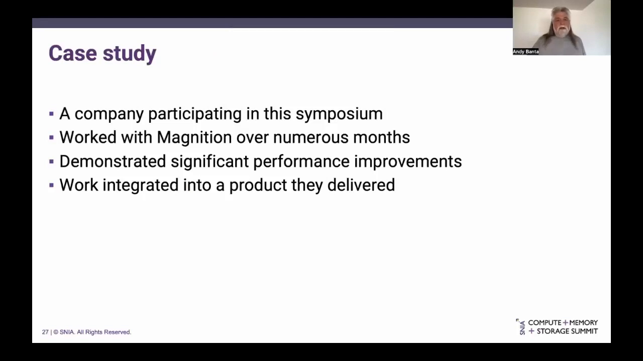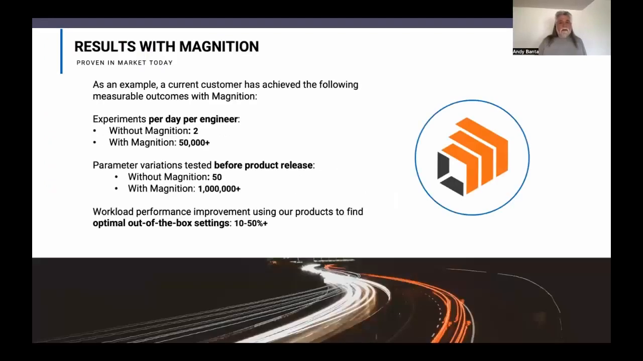We have worked with one of the companies that's participating in the symposium this week, working with Magnition over a handful of months to come up with much better performance for their system. They demonstrated some pretty significant performance results, and it's integrated into a product that is shipping today. You can see that without Magnition, they were only able to run a couple experiments a day. With Magnition, they were running thousands of experiments a day, and the number of experiments they had run before they started working with Magnition was only 50. After Magnition, they'd done over 1 million different simulations. So there are real results, and here you can see that they optimized their output by 10 to 50% depending on the workloads.